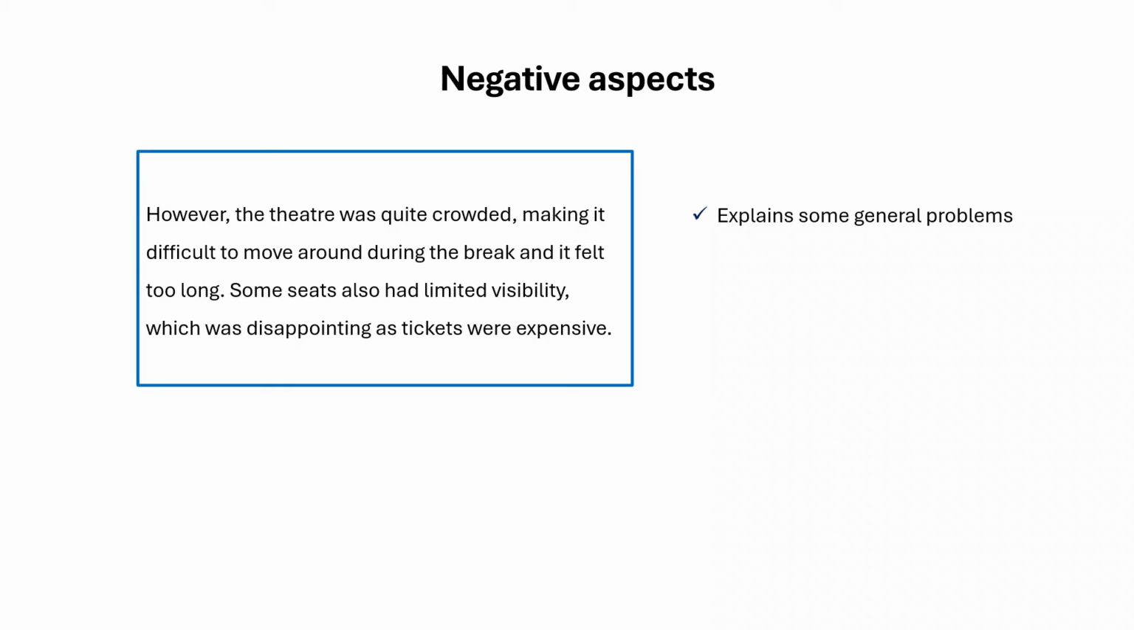And even if the review is very positive, there are also some things that perhaps were not quite so good. And in this paragraph, the writer talks about some of these examples. And firstly, they explain some general problems. For example, the theatre was a little bit crowded. They also give some specific examples. Perhaps the break was too long. In some parts of the theatre, it was difficult to see what was happening on the stage.